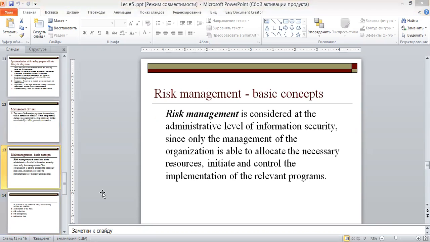Risk management basic concept. Risk management is considered at the administrative level of information security, since only the management of the organization is able to allocate the necessary resources, initiate and control the implementation of the relevant programs. From a quantitative point of view, the level of risk is a function of the probability of a certain threat using some vulnerabilities, as well as the amount of possible damage.